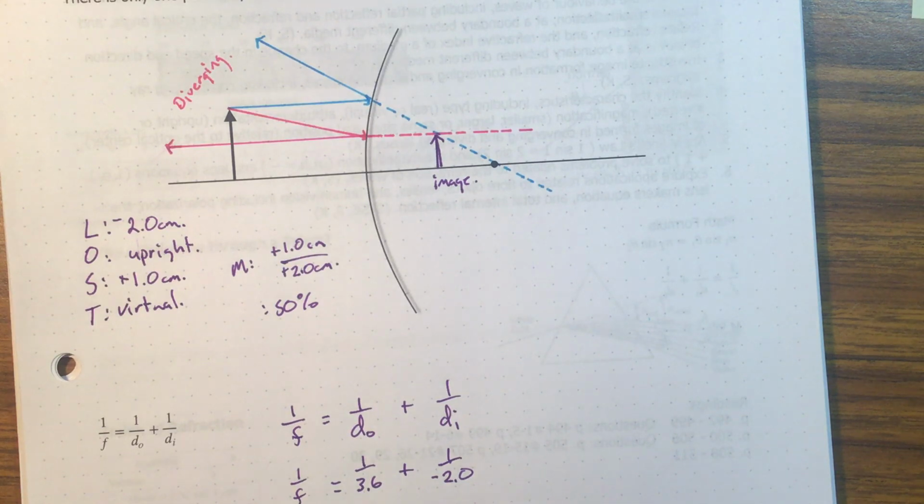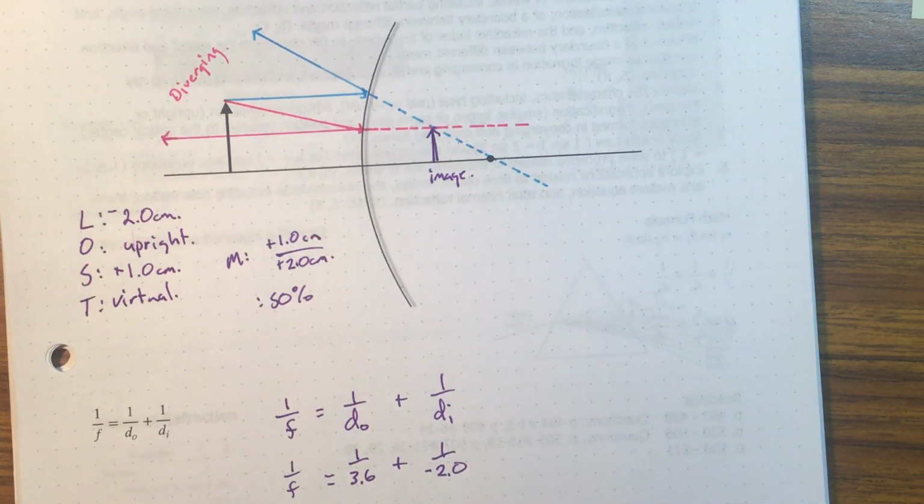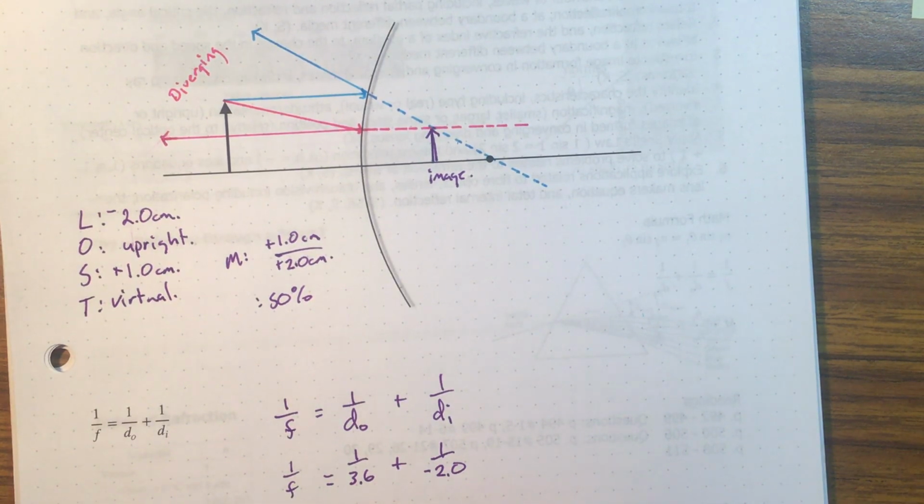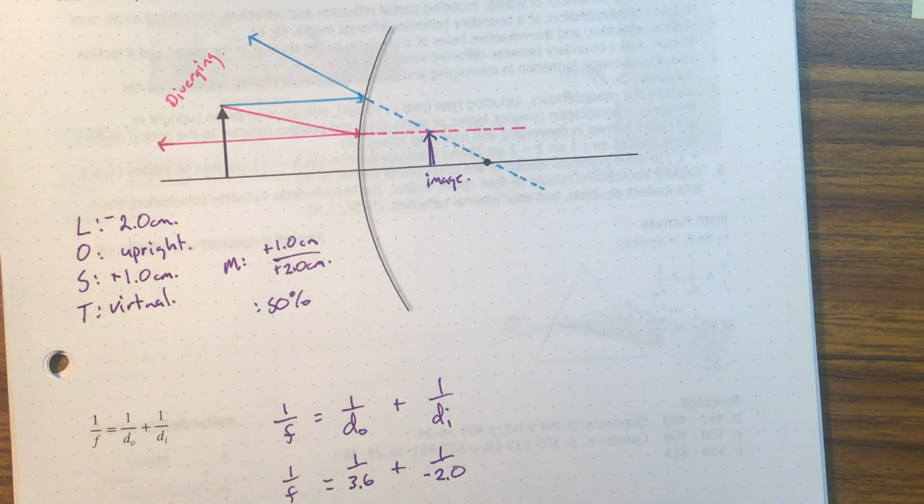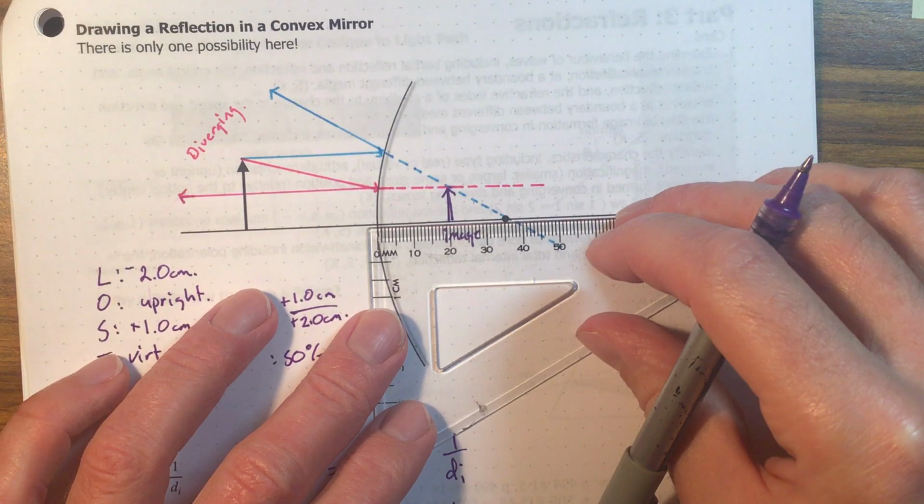So I do 1 divided by 3.6 plus 1 divided by negative 2. Yeah. 1 over my focus is equal to negative 0.222 dot dot dot. And then I do 1 divided by my answer, negative 4.5. And that's not quite right because, again, it's supposed to be negative 3.5.